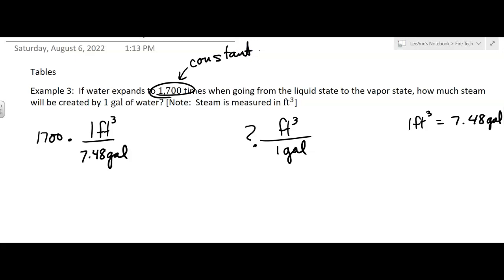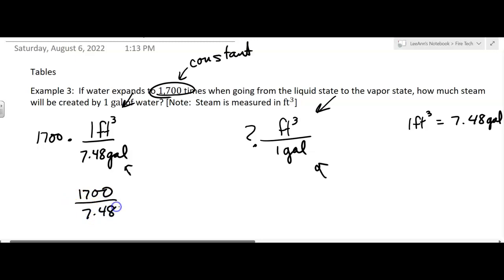Okay, so now I have the units that I want, right? I've got feet cubed in the numerator, and I've got gallons in the denominator. So I just have to do this math. I need to know what 1,700 divided by 7.48 is. And that's going to tell me then the expansion for a gallon of water.